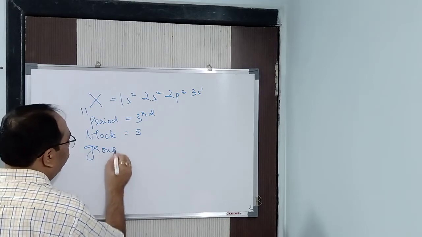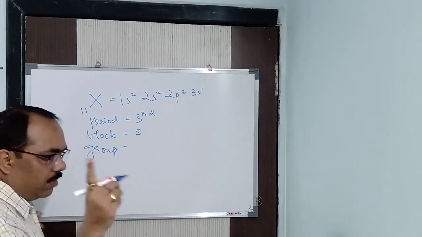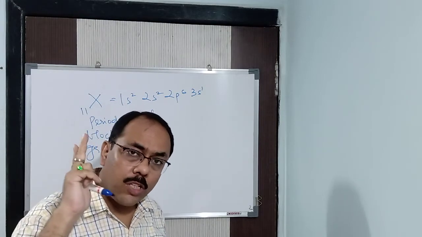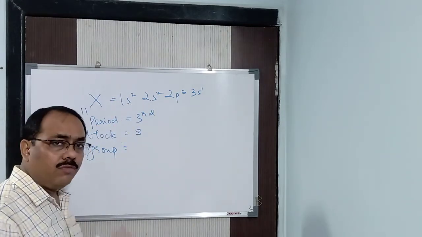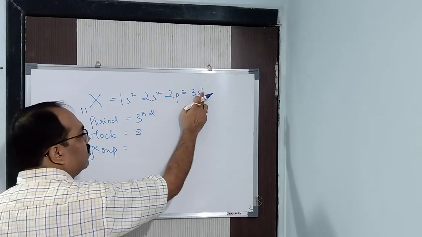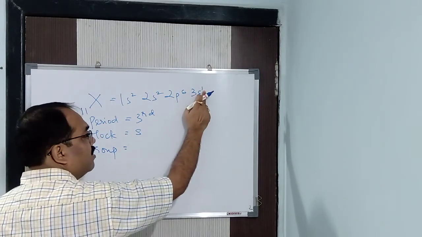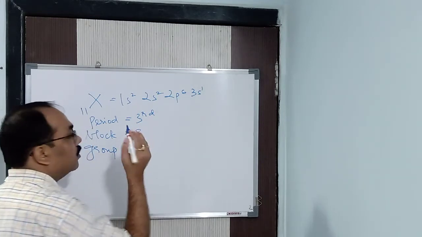So if an element belongs to the S block, remember it has only two groups. Either it can be group 1 or it can be group 2. So how do we find it out? From the valence electrons. What is the valence electron here? 1, because this is the valence shell, the outermost shell. The valence electron is 1. So it is group 1.